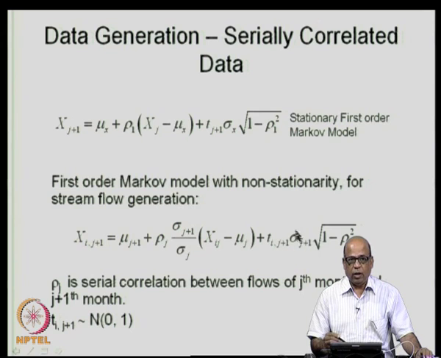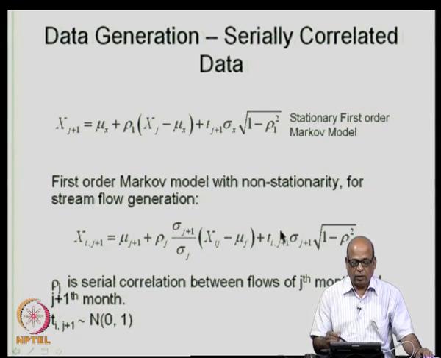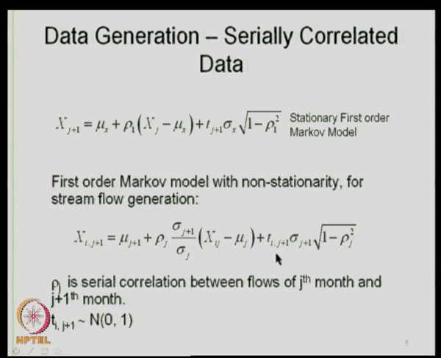And the random component we are introducing here, for every value you generate, the random component will be different. So, it will have the same indices as the flow being generated has. So, x i j plus 1, you have t i j plus 1, where t i j plus 1 is drawn from N(0,1). That means it follows a standard normal distribution.